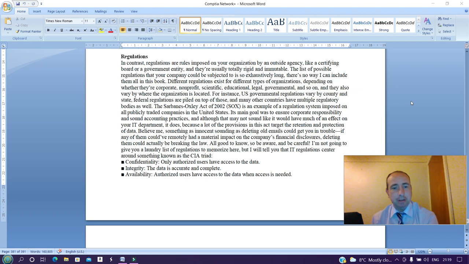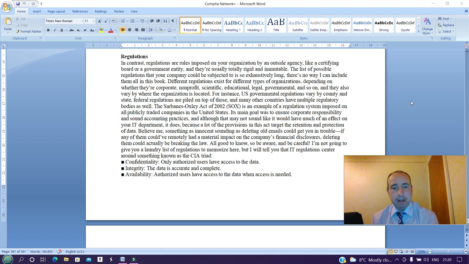The Sarbanes-Oxley Act of 2002 (SOX) is an example of a regulation system imposed on all publicly traded companies in the United States. Its main goal was to ensure corporate responsibility and sound accounting practices, and although that may not sound like it would have much of an effect on your IT department, it does, because a lot of the provisions in this act target the retention and protection of data.